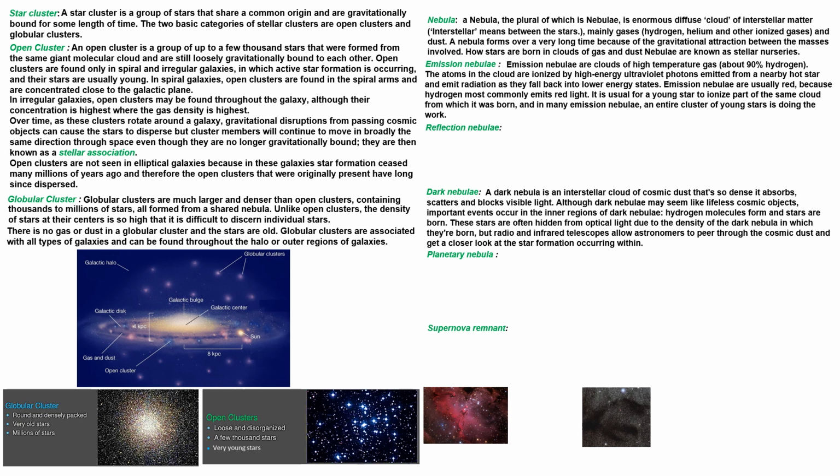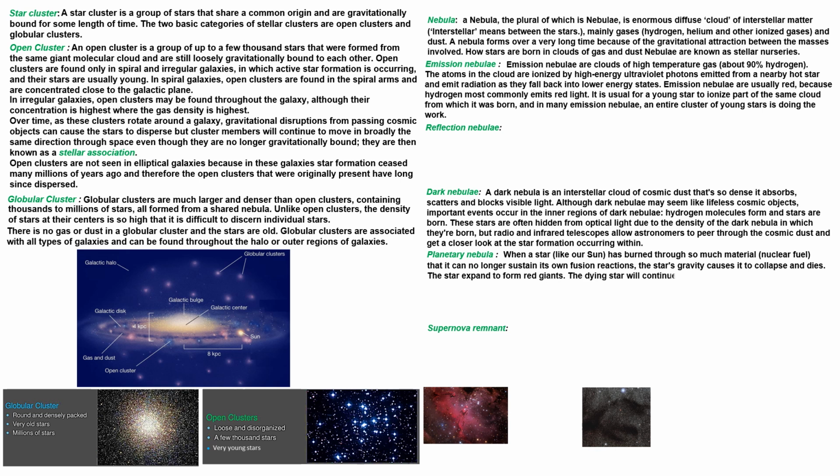Another type of nebula, called a planetary nebula, results from the death of a star. When a star, like our Sun, has burned through so much material, nuclear fuel, that it can no longer sustain its own fusion reactions, the star's gravity causes it to collapse and die. The star expands to form a red giant. The dying star will continue to expel gas, whilst simultaneously the remaining core of the star contracts, its interior heats up, and temporarily begins to radiate energy again.